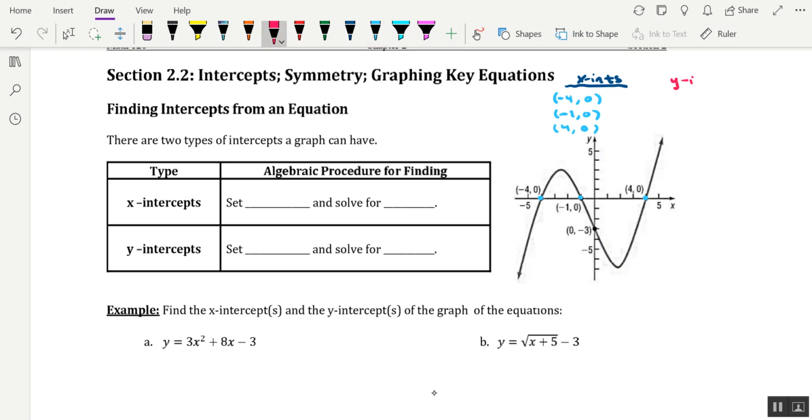This graph has one y-intercept, and that would be the spot where it's crossing the y-axis, which appears to be at (0, -3). And what I want you to notice with these ordered pairs is their relationship to the number 0. If you look at all the x-intercepts, the y-coordinate of each point is 0. If you look at the y-intercept, the x-coordinate is 0.